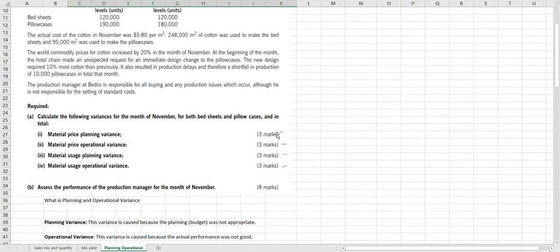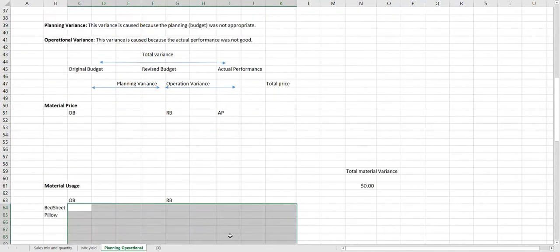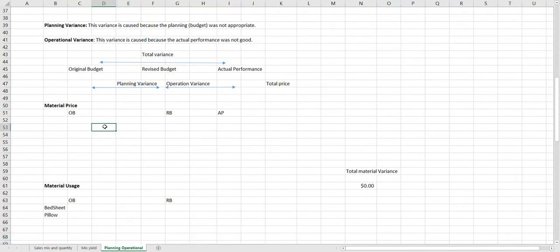So what you basically do for all variances where you're finding operational and planning, you take the original budget, and when you look at the actual performance, that will be total variances. Now we add something else in the middle, which is revised budget.